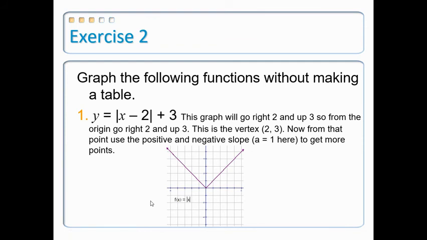So if we look here, we're going to graph the following function without making a table. And the neat thing is that here is the parent function going through the origin, okay? And the graph will go right 2 and up 3. So we know that the vertex is (2, 3). Now from that point, use the positive and negative slope, and our slope is just equal to 1, to get more points. So there is your vertex at (2, 3). We're going to go over 1 and up 1 on both sides in order to sketch in the line. That's all you have to do.